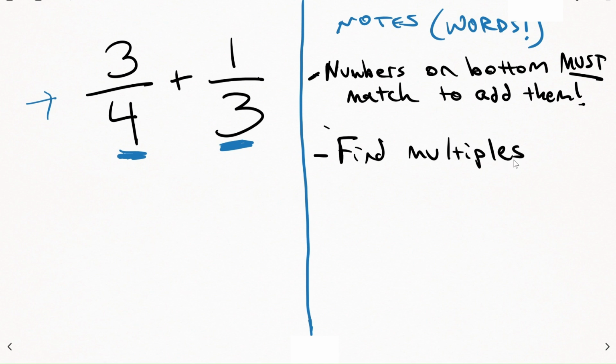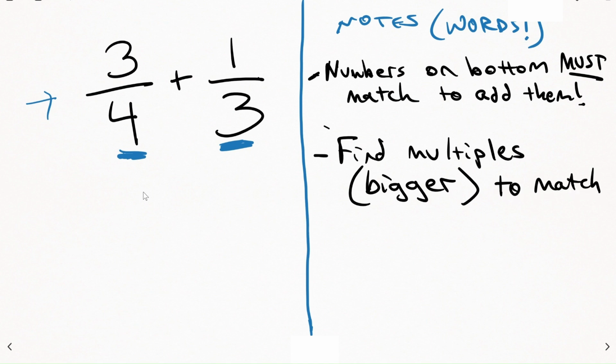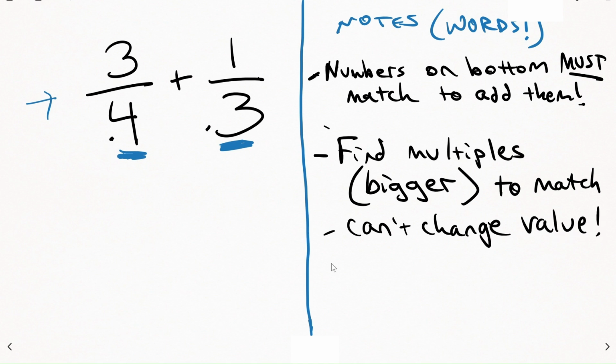And this is the opposite of what we did with the previous one. The previous one was we were finding numbers that divided into the numbers to make it smaller. We're going to make these fractions bigger so we can add them. So we're going to find multiples and we're going to write "bigger" just to remind ourselves that we're making these fractions bigger to match the bottoms. So 4 and 3 are the numbers that have to match. The 3 and the 1 on the top don't have to match, but we're going to end up changing these because remember, you can't change the value.